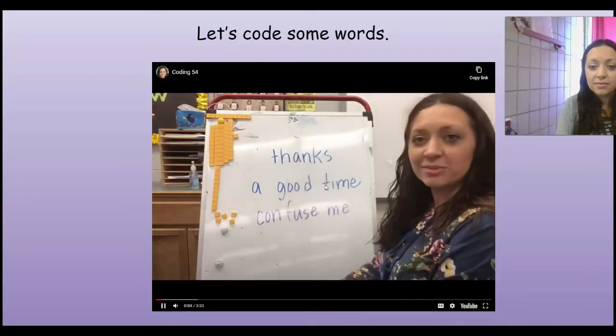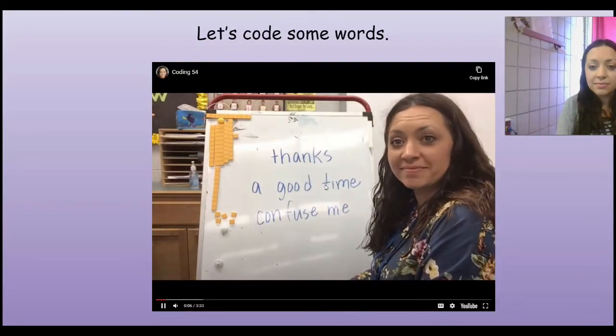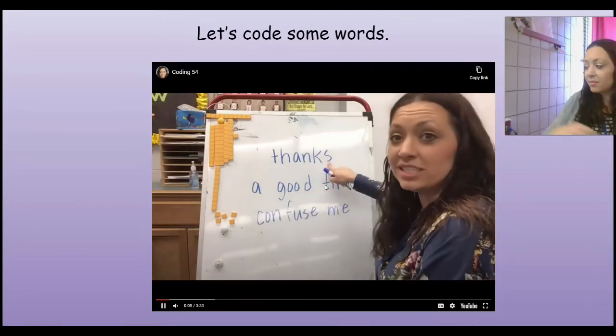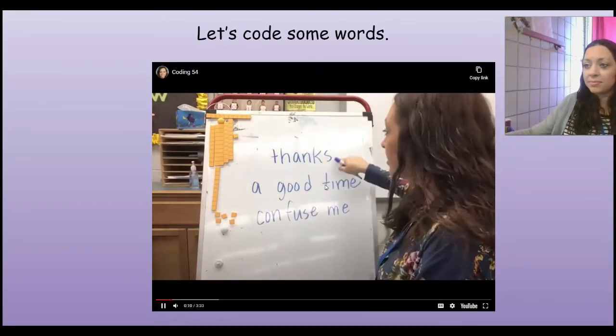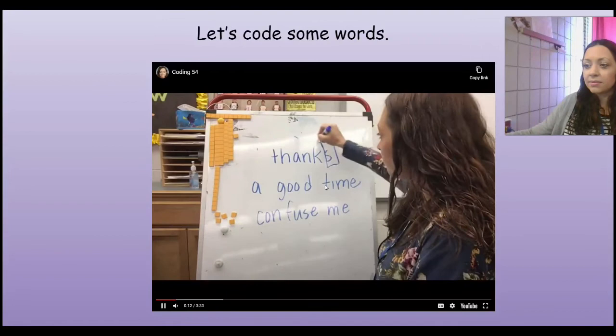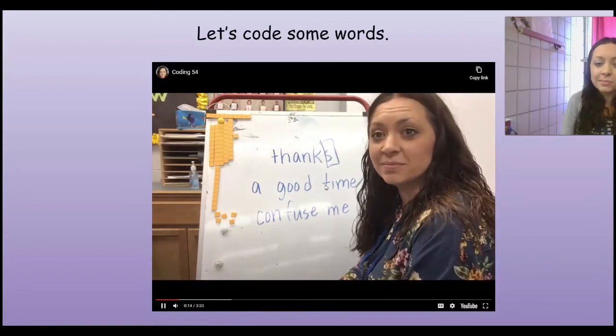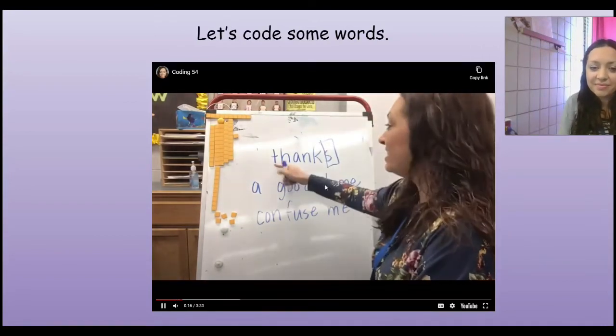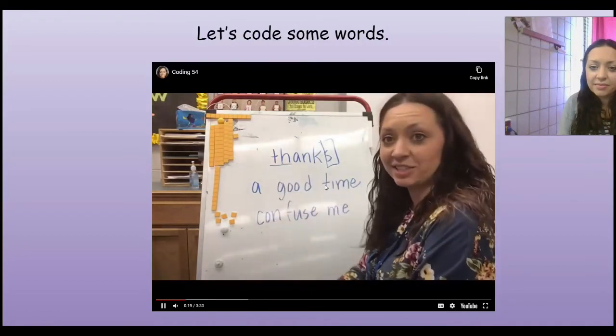So let's look at our first word. What do we notice about it? Well, that's right, we always check for a suffix first at the end. It's got that S, so I'm gonna box it off. What else do you notice? It's got TH, so I'm gonna underline that TH.